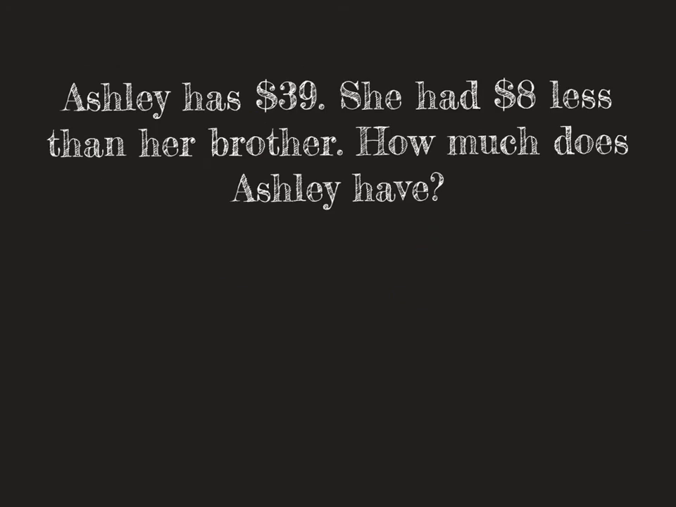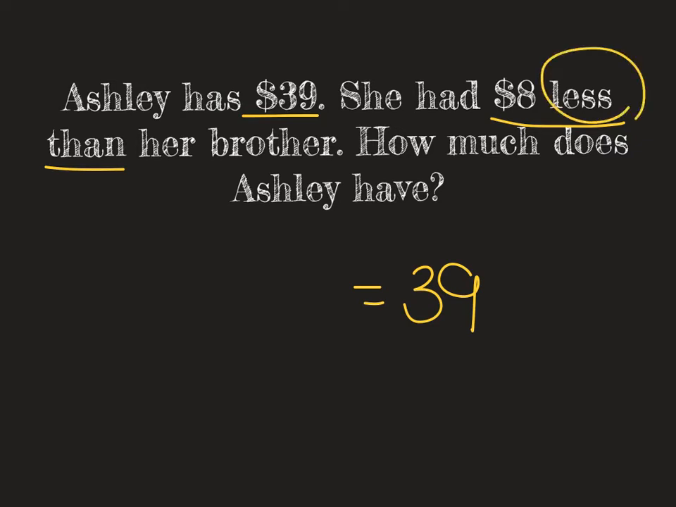Okay, this one says Ashley has $39. So again, that's going to be our total, equals 39. She has 8 less than her brother. Now we need to think about what it means when we say less than. That means we flip the order. So we have some unknown amount minus 8. Because less than means flip the order, so it's minus 8 at the end, and then the x goes at the front. That's your equation.